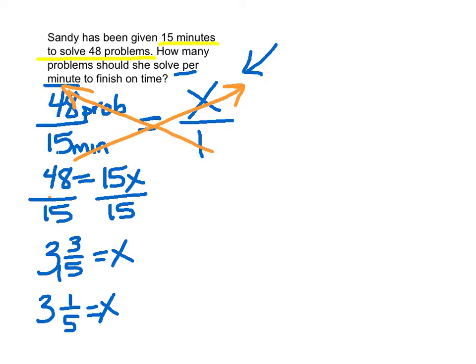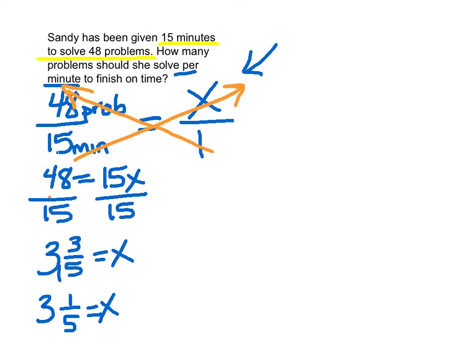Now, you really can't solve 1/5. It's going to be hard to say how much 1/5 of a problem really is. So if she solves 3 problems, she's never actually going to finish on time. But if she solves 4 problems, she's going to finish on time.